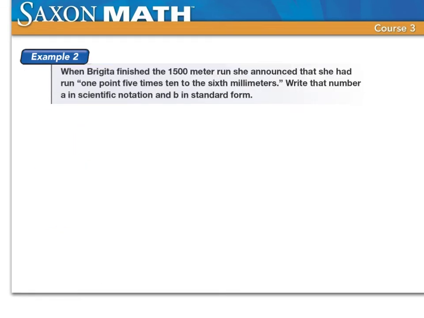Okay, this example says, when Britta finished the 1,500 meter run, she announced that she had run 1.5 times 10 to the 6th millimeters. Okay? We want to write that number in scientific notation and then in standard form. Okay? When we write it in scientific notation, we're going to write it just like we read it. So it says 1.5 times 10 to the 6th millimeters. Okay, that's scientific notation. 1.5 times 10 to the 6th power. Okay? So that's how many millimeters that she had run.